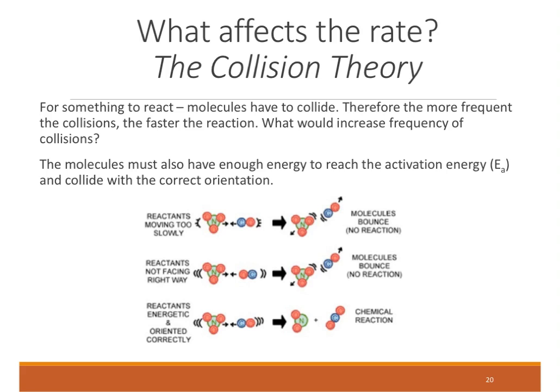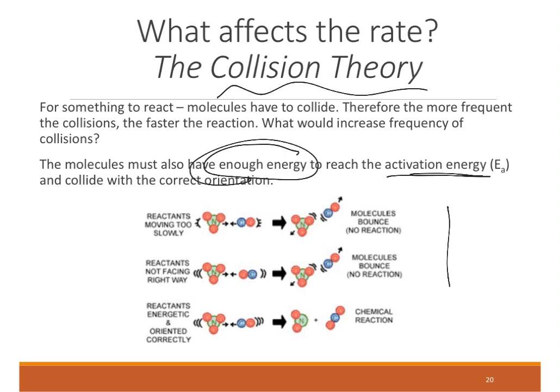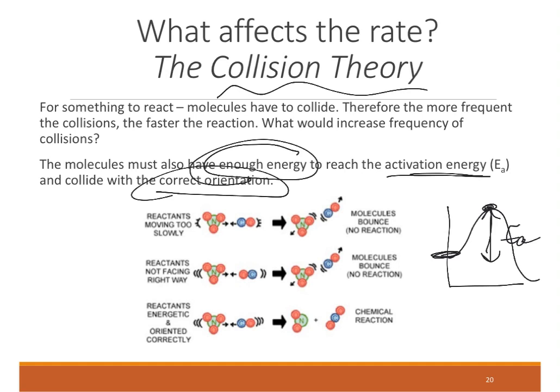So the whole kinetic theory of chemical reactions is based on something called the collision theory, which simply says that reactants must collide in order to react. But not only must they collide, they must collide with enough energy to overcome the activation energy. So remember what that looks like, right? So that's the activation energy. Reactants have to collide with enough energy to make it all the way up here. And they also have to collide with the correct orientation.